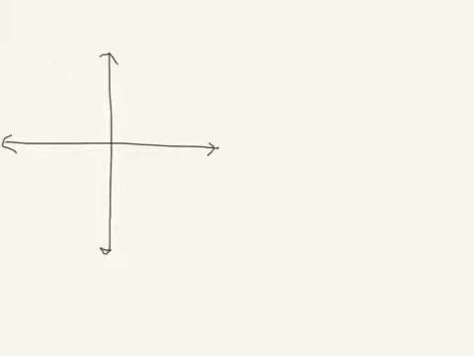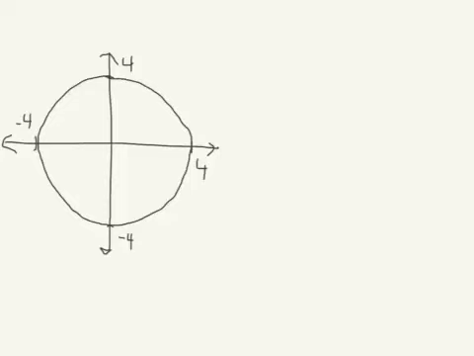Alright, let's make this a little more complicated. Instead of a unit circle, let's make a circle with a different radius other than 1. Let's make the radius 4 instead of 1. So here, the value of cosine theta and sine theta are going to be the same.